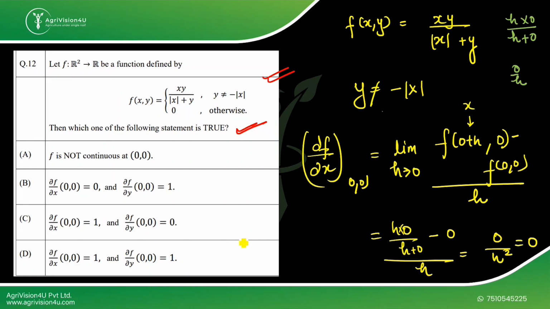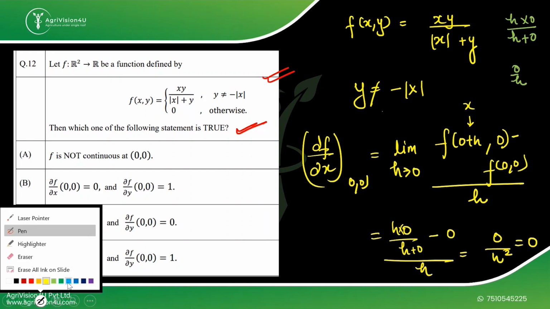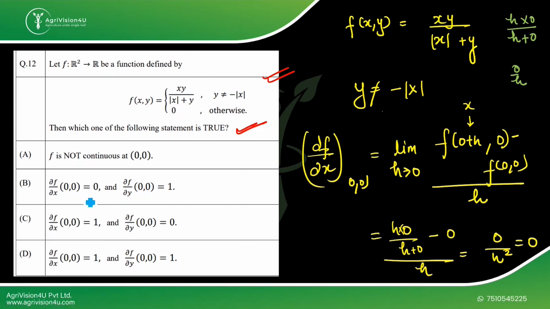So if you go back and check the options, what you are getting? In this option B, you are getting dou f by dou x at 0, 0 is 0. Okay, it's correct, but this should also be 0. So this is not a correct option. Now for option C, again it is 1. So this is again incorrect. Both are 1. Again, this is incorrect.